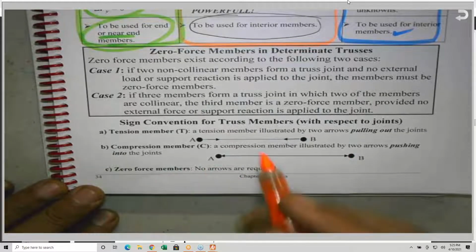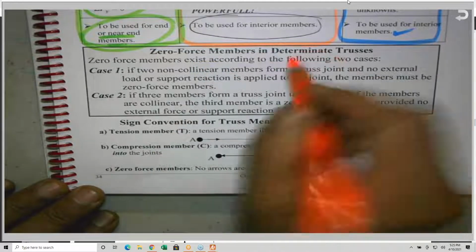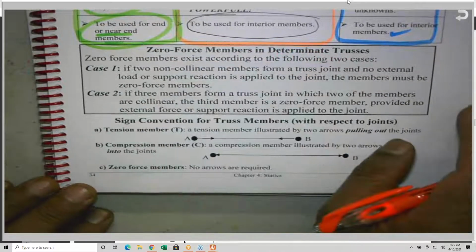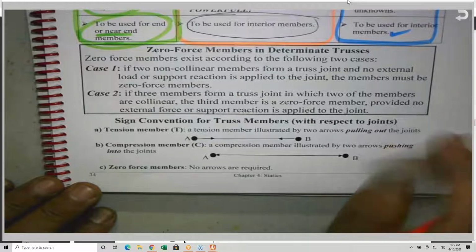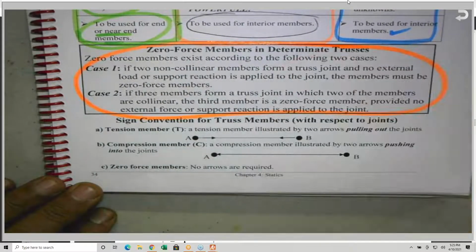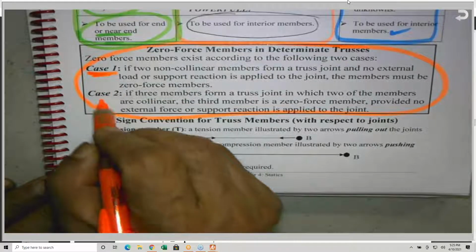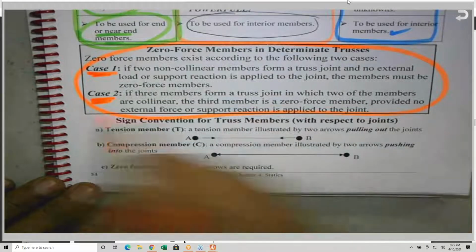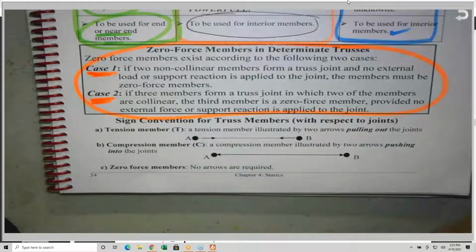I will skip how we can determine zero force members. It's very important to know these two cases. They are listed in structural analysis books, like Hibbeler, for example. The latest one that I used was Hibbeler, but I still have my books from Las Cruces in New Mexico.